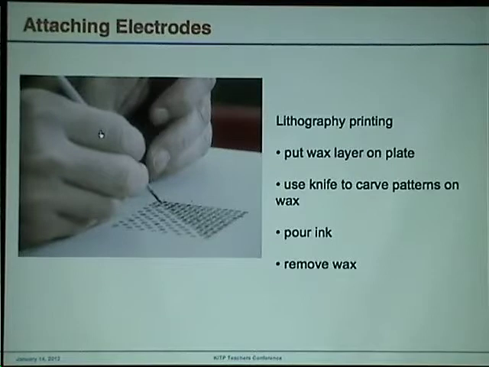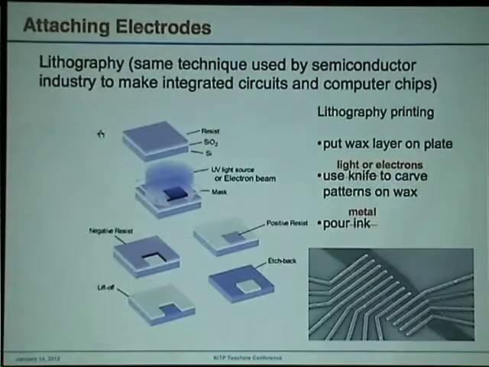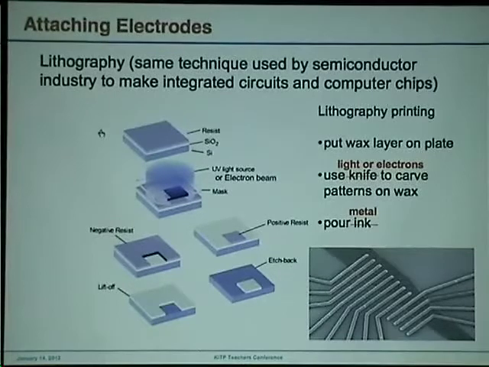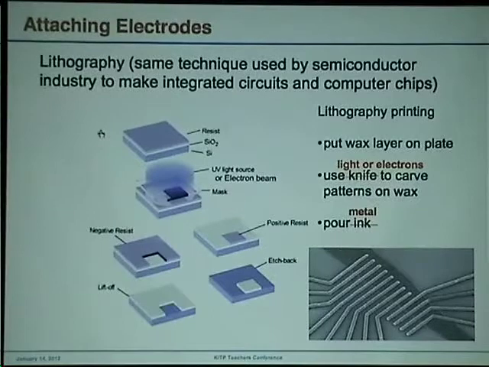We do something very similar, so-called lithography. This is the same technique used by the semiconductor industry to make all the computer chips, just on a little bit smaller scale. So you put the wax layer on the plate. The wax here is some sort of polymer. And then we use a beam of electrons instead of a knife. We use electrons because they have very small wavelength, so they're equivalent to a very, very fine knife to carve the patterns on the surface.